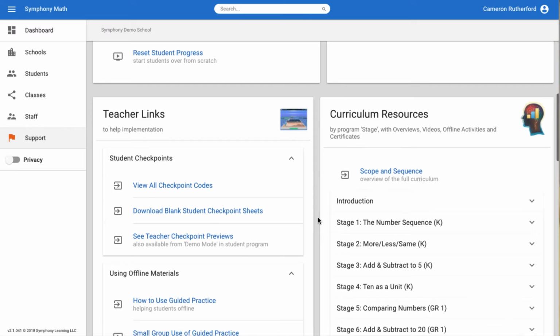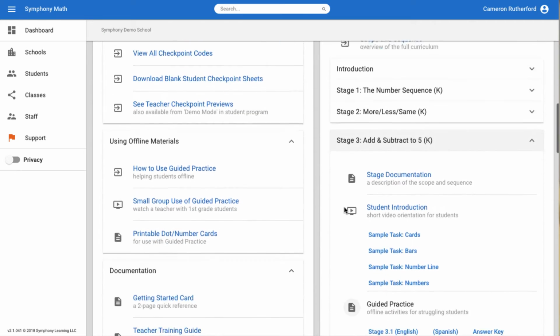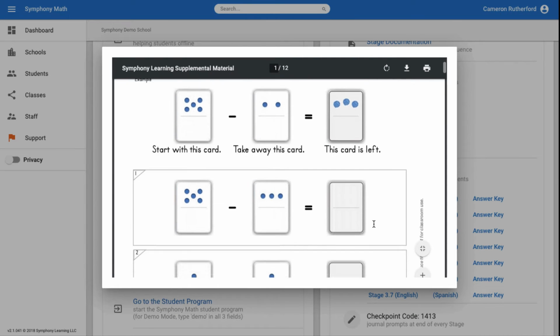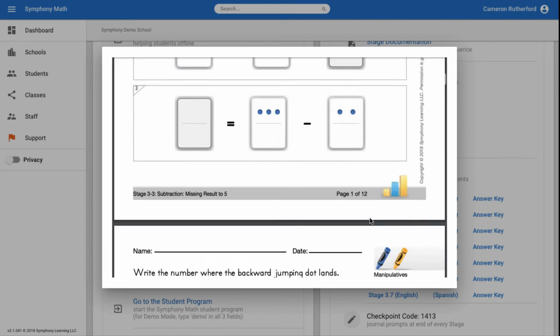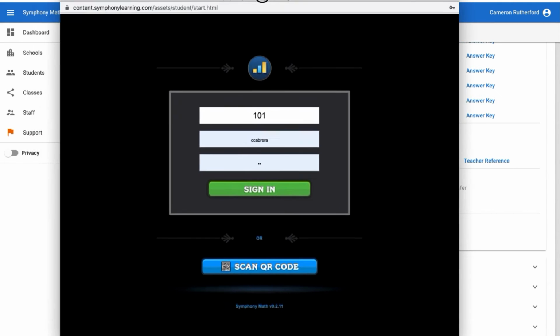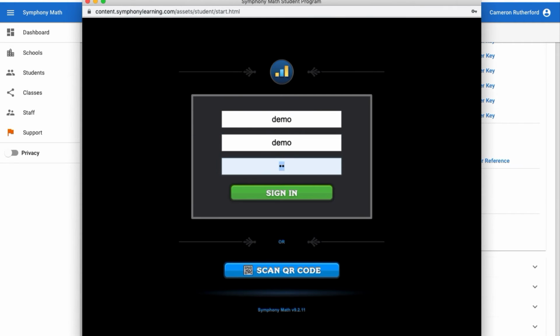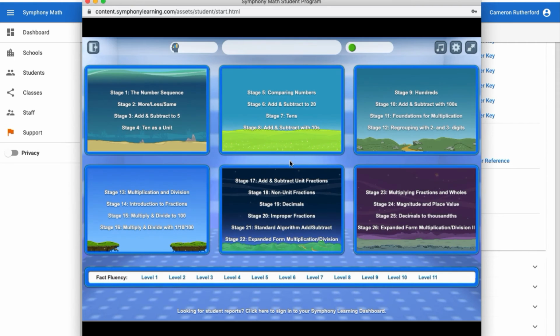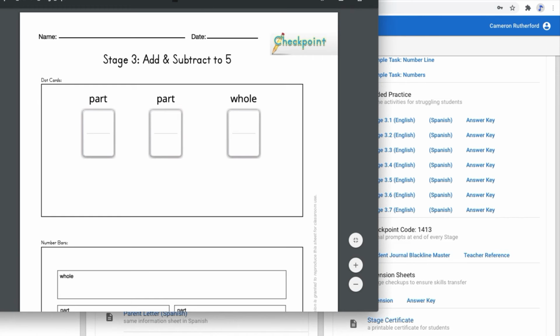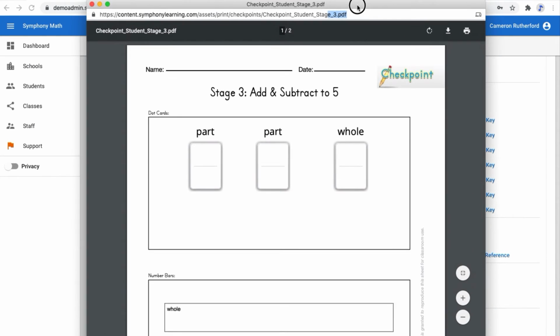You can say to students that you have faith that they can work on some problems on their own. You can find many problems. If you go to the guided practice, stage 3.3, you can go to the demo mode and project problems from stage 3.3 on your smartboard. And you can download the Symphony Math Checkpoint page, stage 3, and fill in the numbers you would like the students to work on.